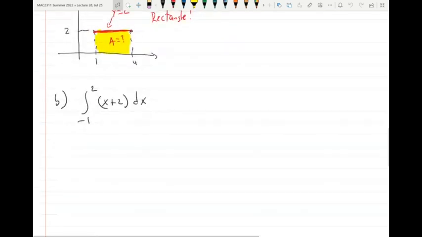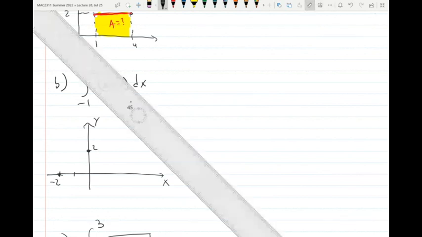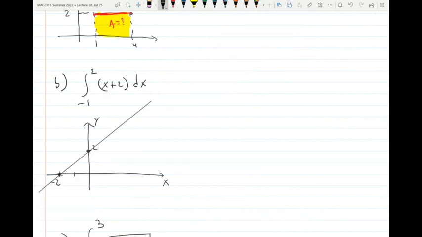All right. The next one, again, the sketch. Let's see, what do we have here? That's a line, right? The y-intercept is 2, and the x-intercept is -2. Let me just draw the line. And then we see what we want. It's a line, and what we're interested in is from -1 to 2. So here is -1, and then 1 and 2.